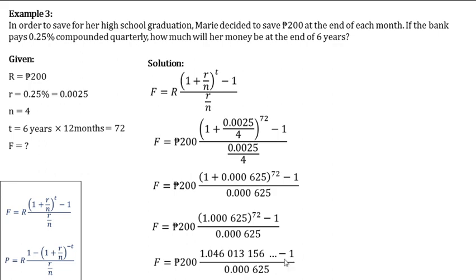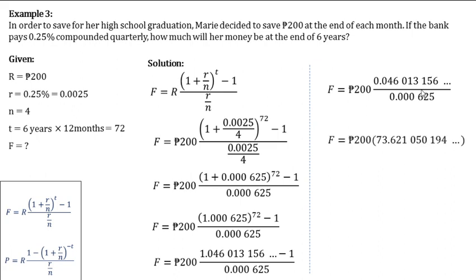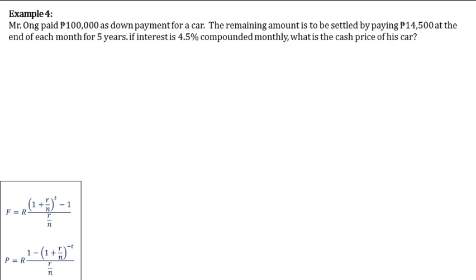Then, minus 1, that is 0.046013156, all over 0.000625. So, that is 73.621050194, and so on. Multiply to 200. Therefore, the future value of Marie's money is 14,724 after 6 years.